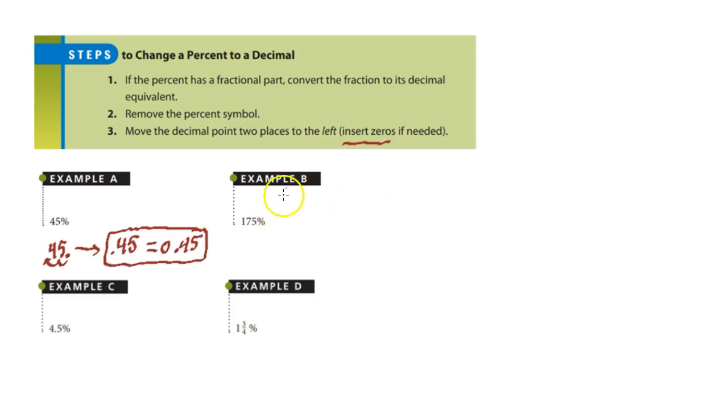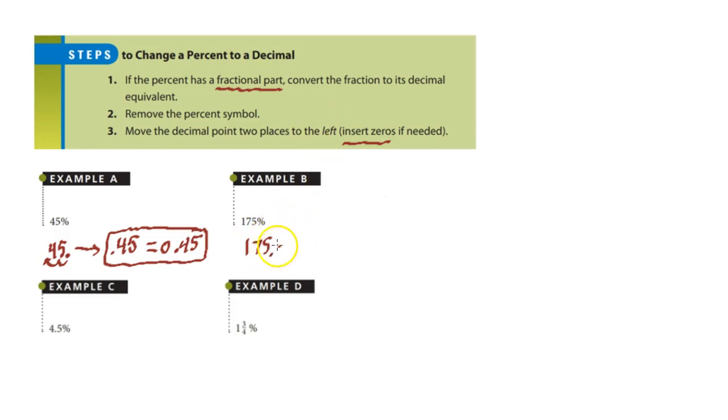All right, example B. Now, this can be challenging for some students when the number is above 100%, but just follow the same process and you'll be good. Once again, we can skip step one because there's no fractional part. Only if there's a fractional part are you going to do step one. So let's move on and just bring down the 175 and leave off the percentage.